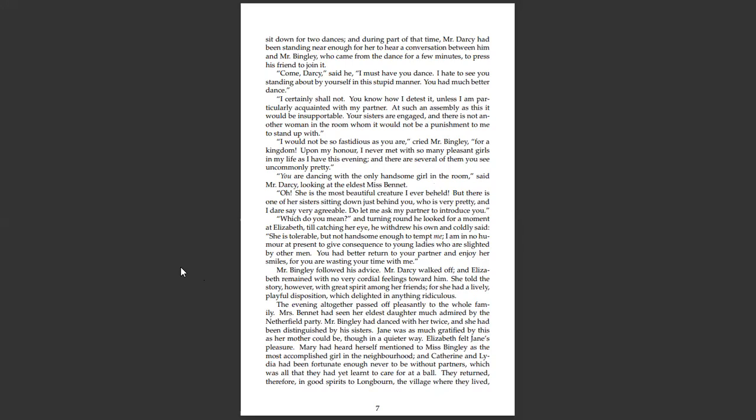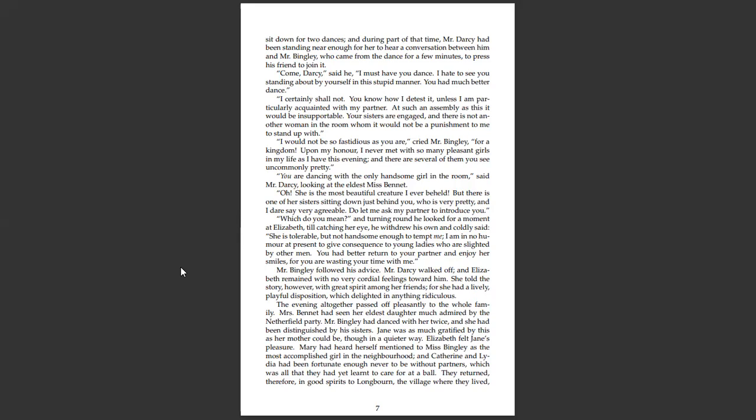"Which do you mean?" And turning round, he looked for a moment at Elizabeth, till catching her eye, he withdrew his own, and coldly said, "She is tolerable, but not handsome enough to tempt me. I am in no humor at present to give consequence to young ladies who are slighted by other men. You had better return to your partner and enjoy her smiles, for you are wasting your time with me."